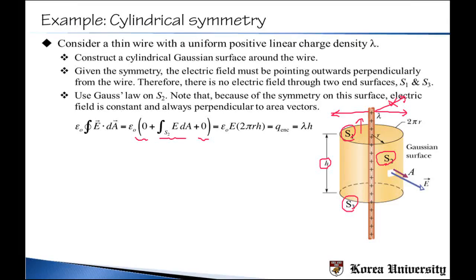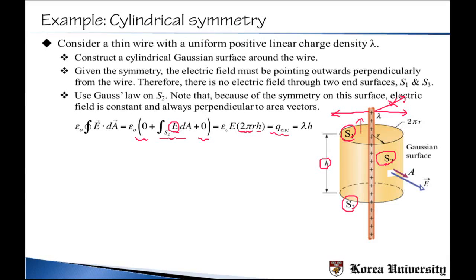Over S2 these are parallel, so it's no longer a vector. If you keep the distance r from the wire, the electric field will be constant, so let's take the constant out. What you only have to do is integrate over the surface of S2. What is the surface area of S2? It is of course 2 pi r multiplied by the height h. According to Gauss law, this is equal to the charge enclosed inside this Gaussian surface.